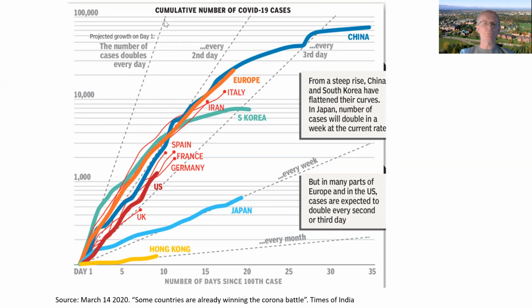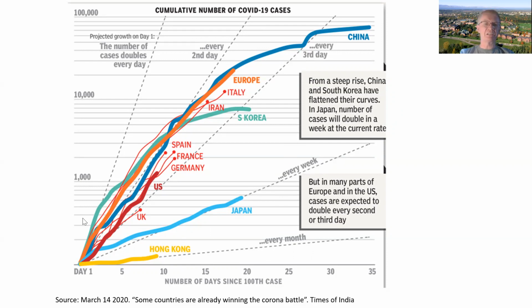So this is if you double the rate of transmission, double the number of cases every day. This is if you're doubling the number of cases every second day. And this is if you're doubling the number of cases every third day. In Japan, they double the number of cases every week. And in Hong Kong, they're doing exceptionally well, and they're doubling their number of cases only every month.